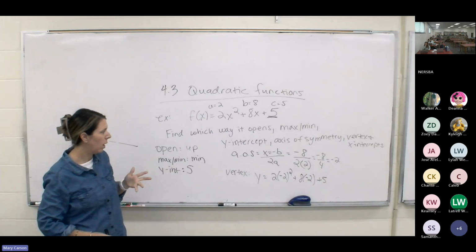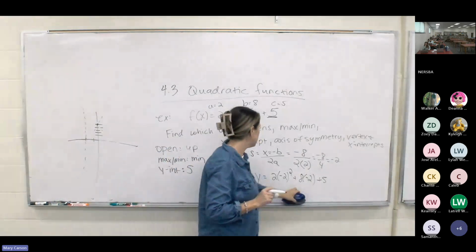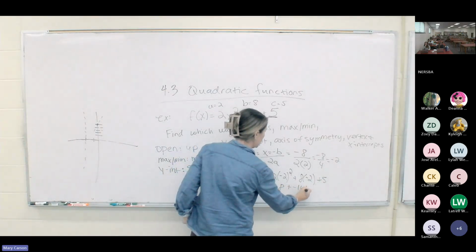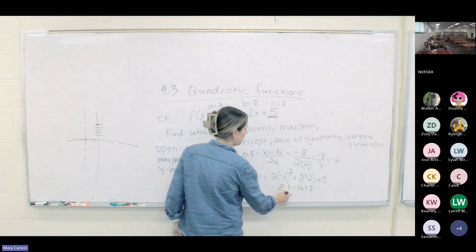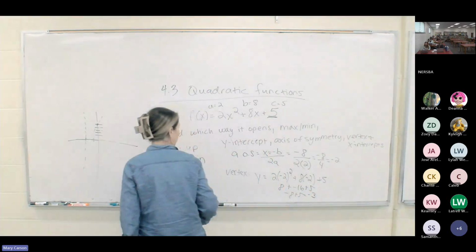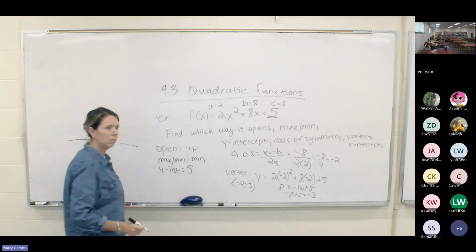Now we're going to solve for y. Negative 2 squared, yes, Chance. Negative 2 squared is 4. 4 times 2 is 8. Plus negative 16 plus 5. That's going to give you negative 8 plus 5 equals negative 3. So our vertex is going to be negative 2, negative 3.